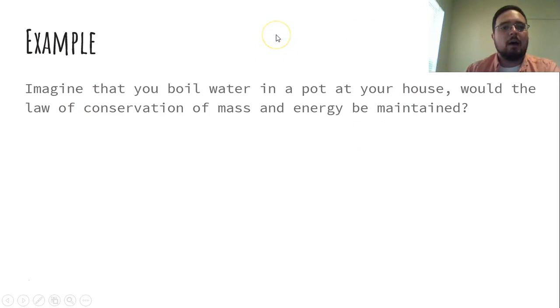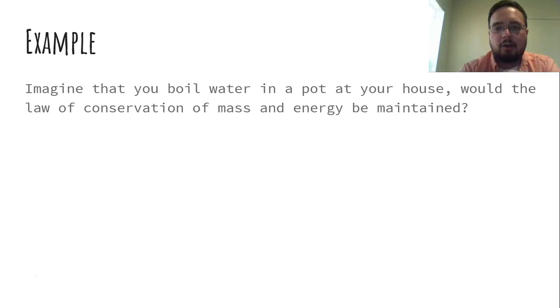Sorry about that. Imagine that you boil water in a pot at your house. So similar thing, but definitely a little bit more generic, but something that you might be a little bit more familiar with. Would the law of conservation of mass and energy be maintained? Why does that keep doing that? Okay, there we go. So things that I would recommend is first, draw a picture.